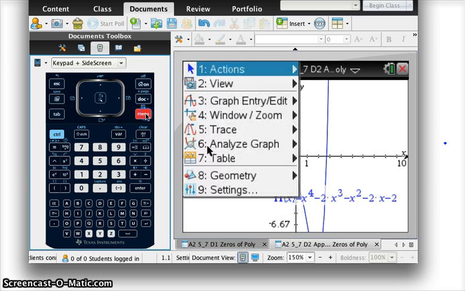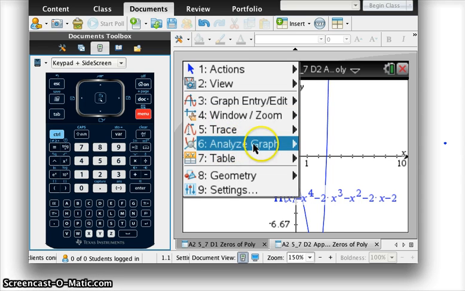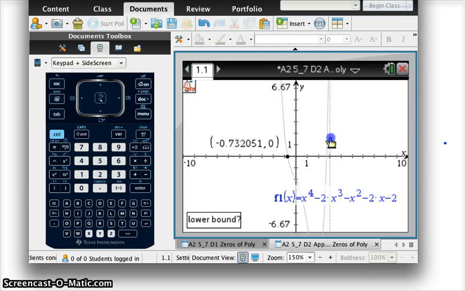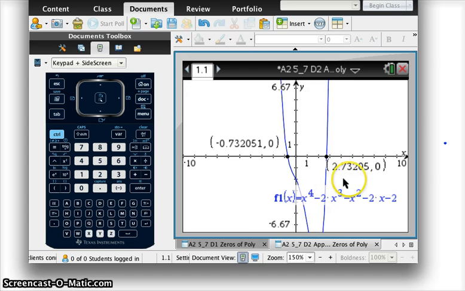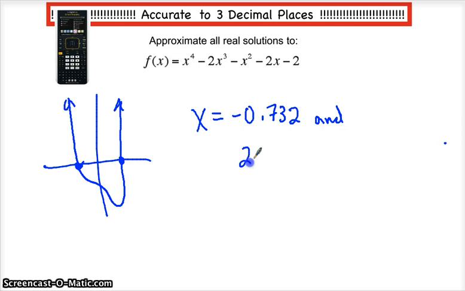So again, menu, analyze, 0, and again I'm just going to go to the left side of my point and then scroll it over, click again, and it looks like 2.732 is my other good answer. So that's where I got these two numbers, just a little bit past 2 and a little bit inside of negative 1. Right? So very badly drawn graph, but at least I have accurate zeros, accurate to 3 decimal places there.